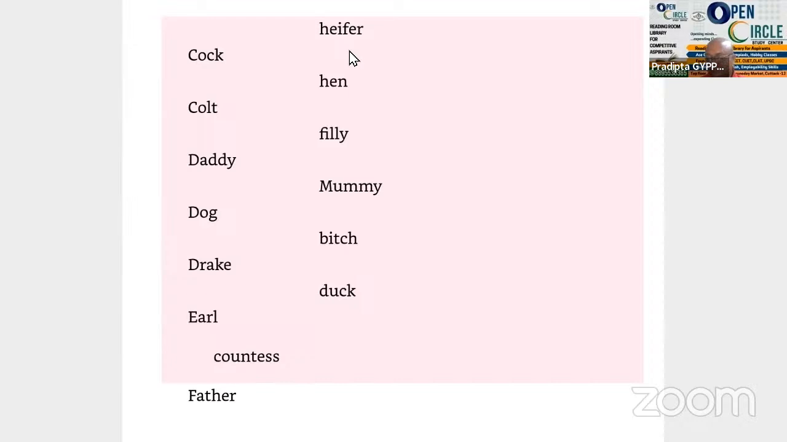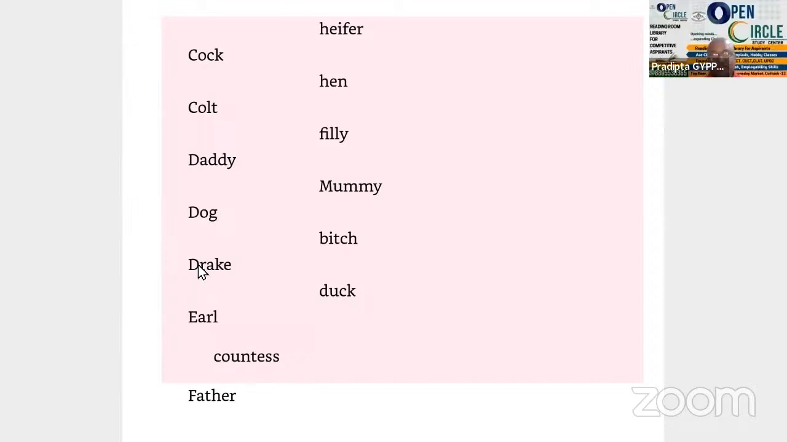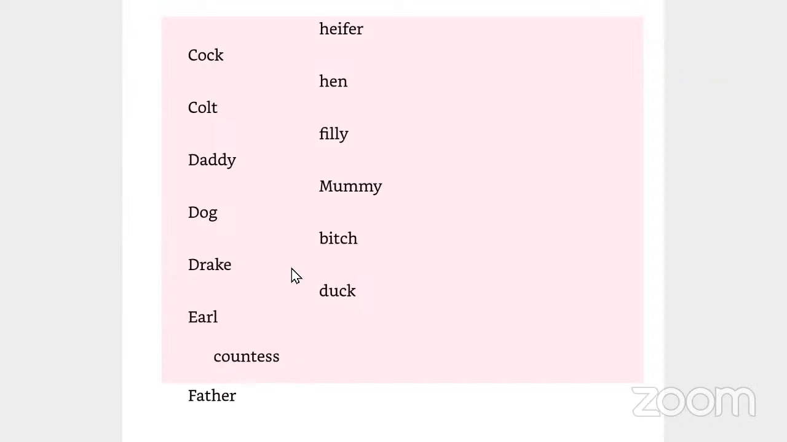What do you mean by bitch? B-I-T-C-H. Which means female dog. Drake, duck. What do you mean by drake? Sir, male duck. Male duck. Earl, countess. Do you know who is Earl? No, sir. I know the count one was the king.